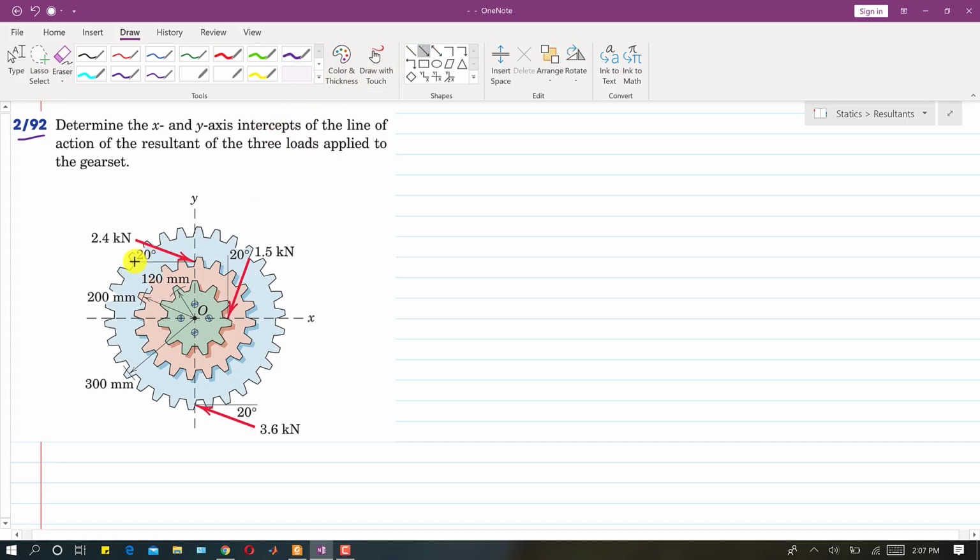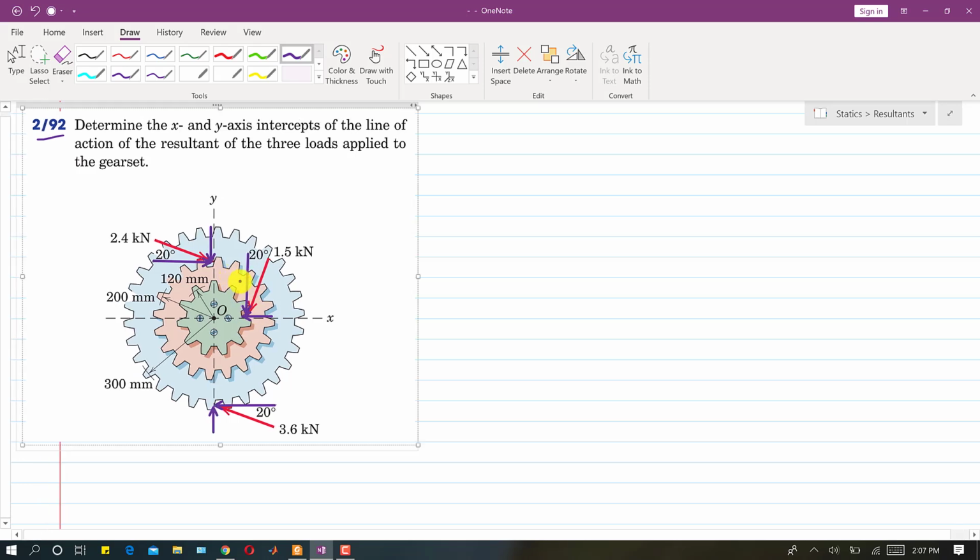So this will be the cos component of this force. Similarly, this will be the sine component of this force. Similarly, this will be the cos component, and this will be the sine component. Similarly, this will be the cos component of this force, and this will be the sine component of this force.